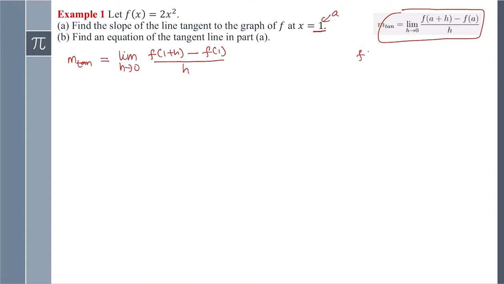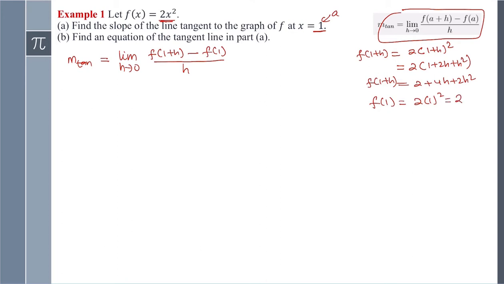Now what we need to do is find f of 1 plus h, so let's go ahead and do that. f of 1 plus h: our function is 2x squared, so it is 2 times (1 plus h) squared. Let's go ahead and find that. So 2 times, this is 1 plus 2h plus h squared, which gives us 2 plus 4h plus 2h squared. So that is f of 1 plus h. And the next thing that we need to find is f of 1. So f of 1 equals 2 times 1 squared, which is 2.